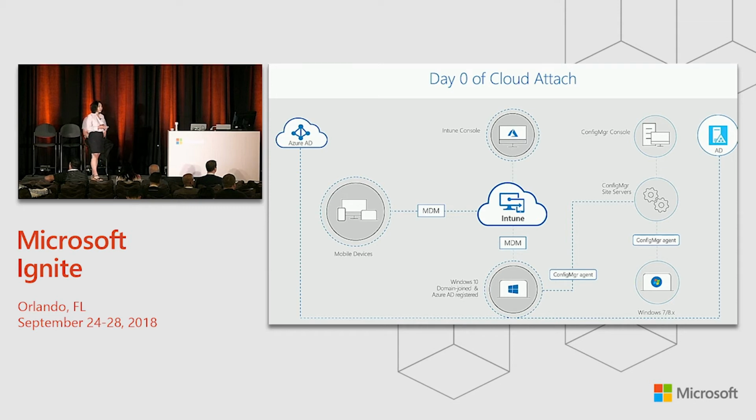What happens after you turn on co-management? What do you expect? This is what we call day 0 of cloud attach. On day 0, as Tristan also mentioned earlier, there's really nothing changed for your existing processes. Whatever you deployed through ConfigMgr is still flowing down to the client. So this is a high-level architecture diagram that we have. On the right-hand side, that's your ConfigMgr infrastructure, and it's managing, as an example, a device that's hybrid AAD joined.